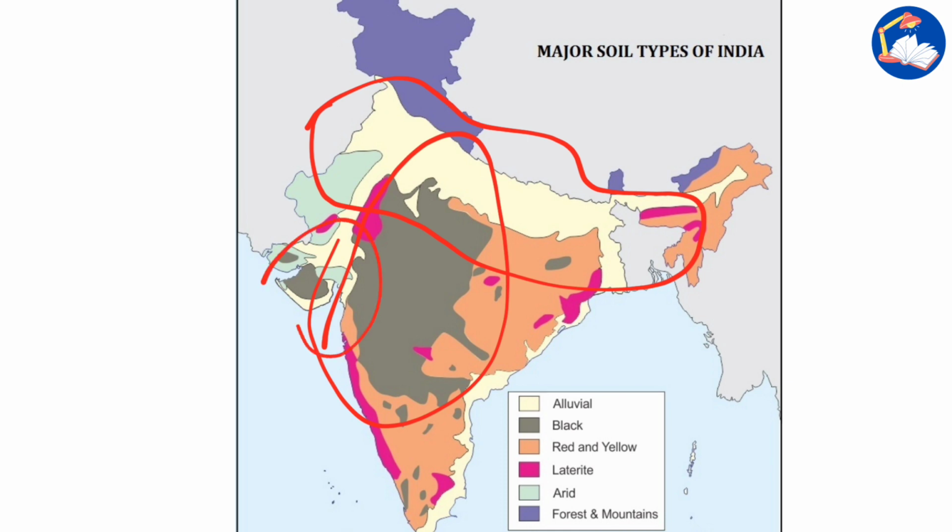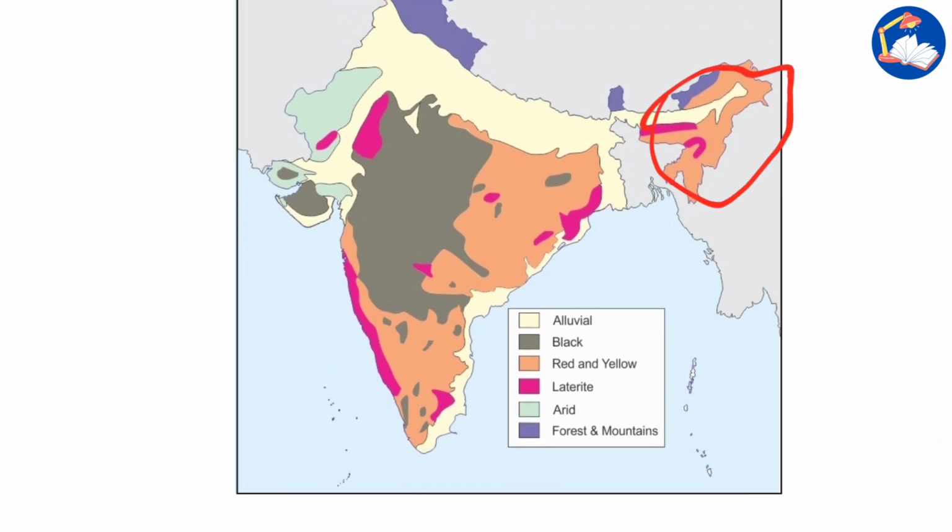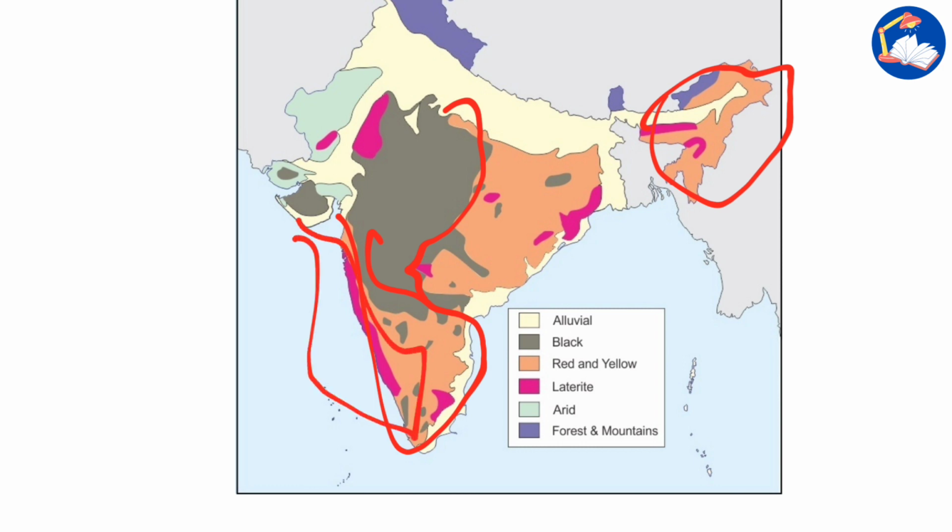Okay, and red and yellow soil is over here in the parts of northeastern India, and also the eastern and southern parts of the country have red and yellow soil. Laterite soil is present over here in the Kanara and Konkan coast, and also in the Odisha regions and West Bengal regions.